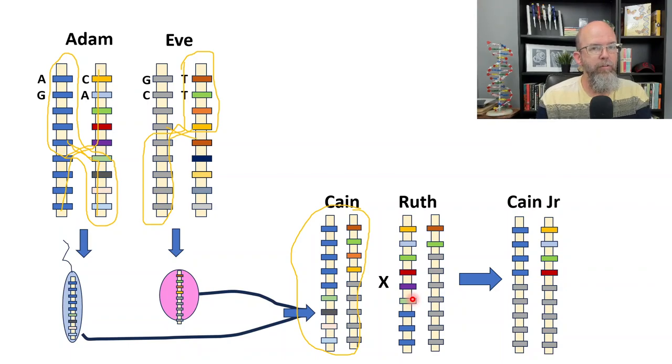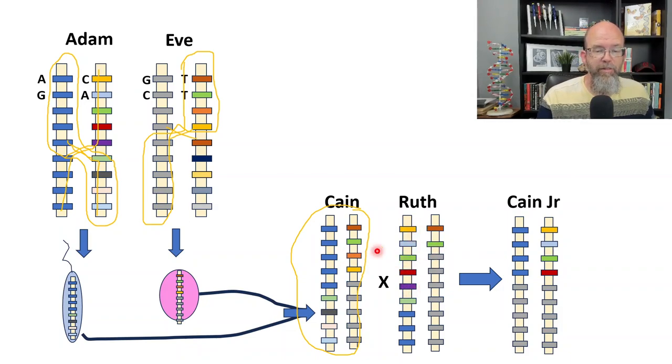If Cain and Ruth are a new population in a new city and they're going to found a new population, they're founding a population that lacks that variant. So just this process of crossing over, even within one generation, you're losing variation. And this is happening on all the chromosomes. All right, so you're going to have lost some variation. Ruth's also lost a variant as well.